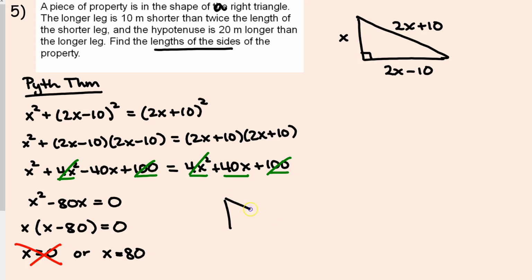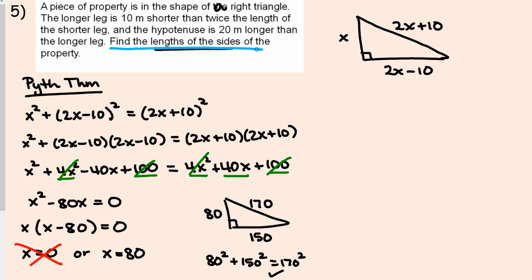So that means that the short leg would be 80, and 2 times 80 minus 10 would be 150. And 2 times 80 plus 10 would be 170. And if you check those in the Pythagorean theorem, 80 squared plus 150 squared equals 170 squared. Yes, that actually works. So let's go back to the question. Find the lengths of the sides. So they are 80 meters, 150 meters, and 170 meters.